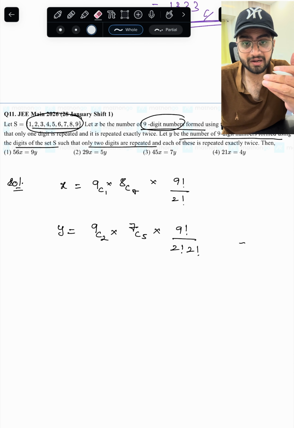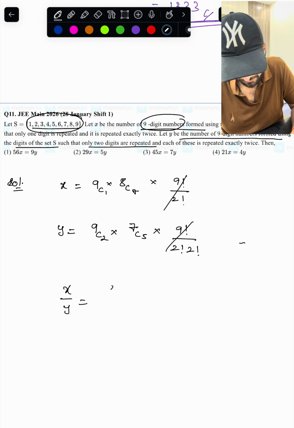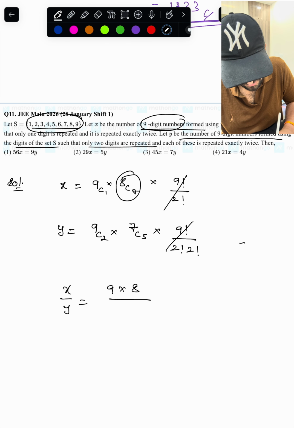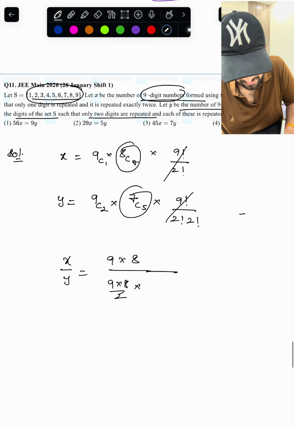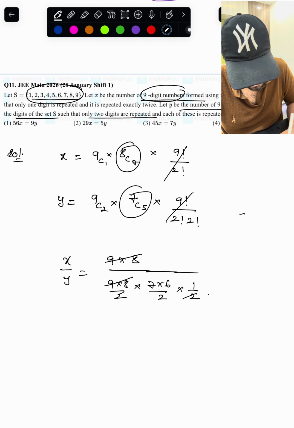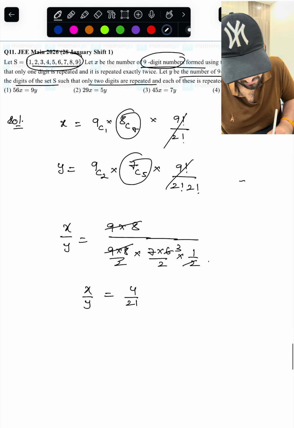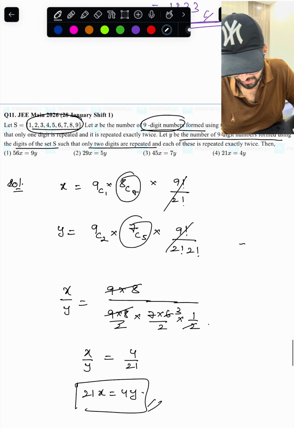Now to get the relation between X and Y, just take the ratio. So X by Y equals 9 factorial by 2 factorial cancels out. So 9C1 means 9, 8C7 means 8C1 only, 8, over 9C2 means 9 into 8 by 2, into 7C5, or 7C2 we can write, 7 into 6 by 2 into 1, by 2. The 9 and 8 cancel out, the 2 will cancel out 3, so you'll get 4 by 21. So X by Y equals 4 by 21, 21X equals 4Y. That should be our answer. So where is the option?